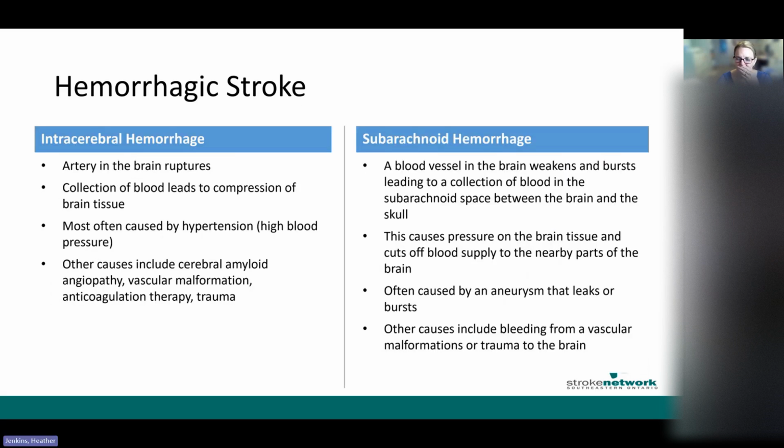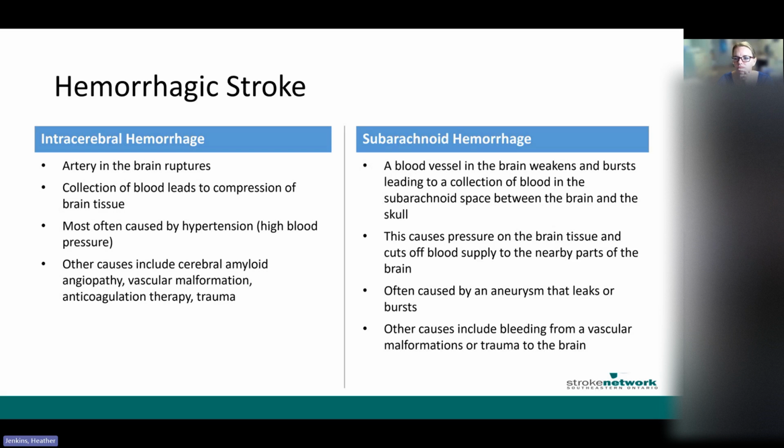Okay, so you've got the artery in your brain that ruptures in a hemorrhagic stroke, and this creates a collection of blood within the brain. So not only is that blood now leaking out from its source and no longer getting to where it was supposed to get to, but now it's creating pressure. It's leading to compression of the tissues around it, and that's what causes the signs and symptoms. Most often, it's caused by hypertension. But this often goes along with individuals who have cerebral amyloid angiopathy, folks who have a vascular malformation, individuals who are on anticoagulation therapy, and of course, we can have traumatic hemorrhages as well.